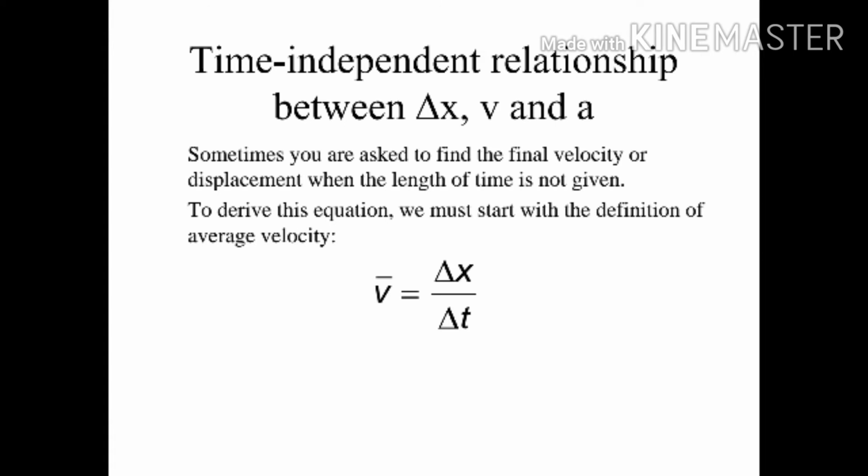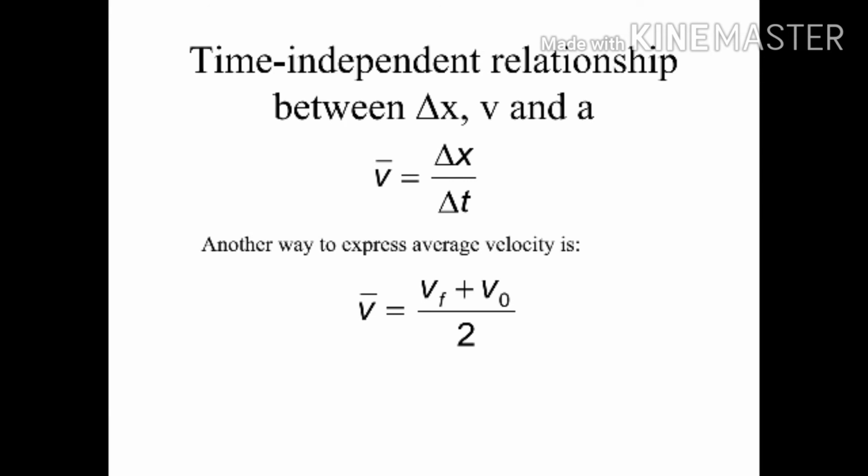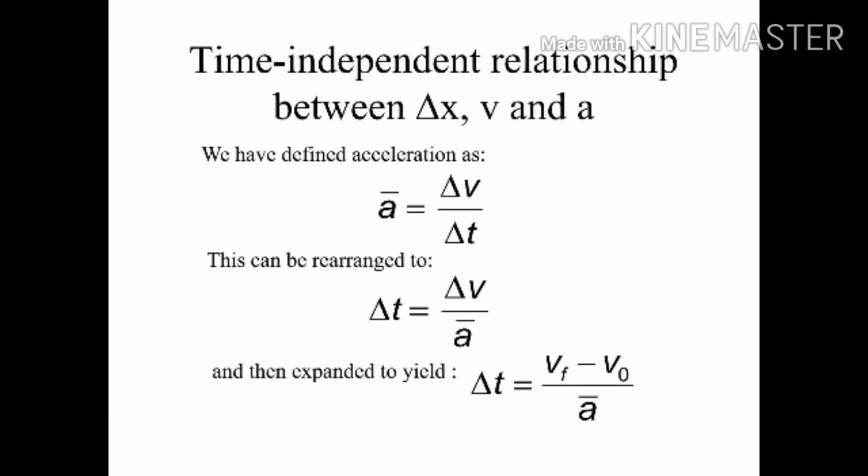Sometimes you are asked to find the final velocity or displacement when the length of time is not given. To derive this equation, we must start with the definition of average velocity, which is delta x upon delta t. There is another way to express average velocity: v bar equals vf plus v naught upon 2. We have already expressed the acceleration as delta v upon delta t. This can be rearranged to delta t equals delta v upon a. If we expand this, we get vf minus v naught upon a.